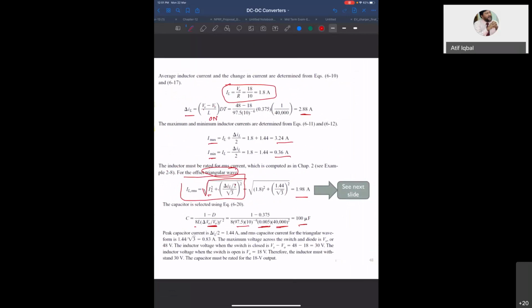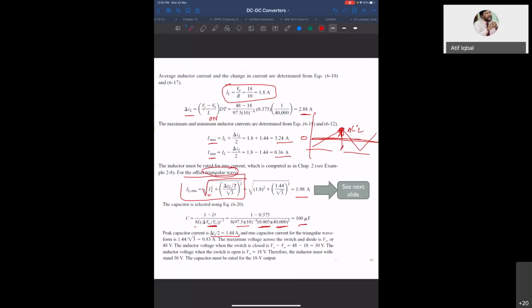So the peak capacitor current, because capacitor current is the same as the ripple current. So this is delta IL, and this goes from 0. This should be from the 0 axis. So this is the peak value. The peak value is delta IL by 2. This is the peak value of the capacitor.